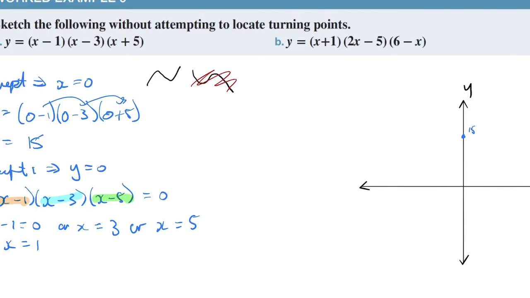So I've got three intercepts. Oh, this was supposed to be plus 5, my bad. If that is x plus 5, then this will be x equals negative 5. If x is negative 5, plus 5 equals 0. So there's my three intercepts. It intercepts at x equals 1, x equals 3, and x equals negative 5.